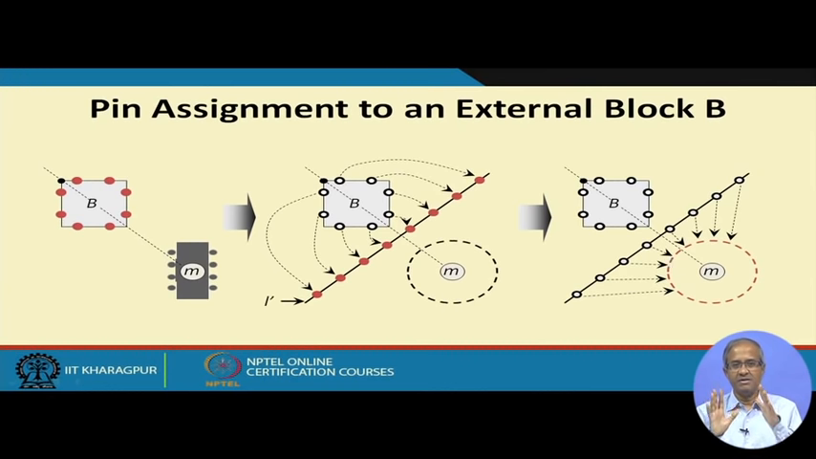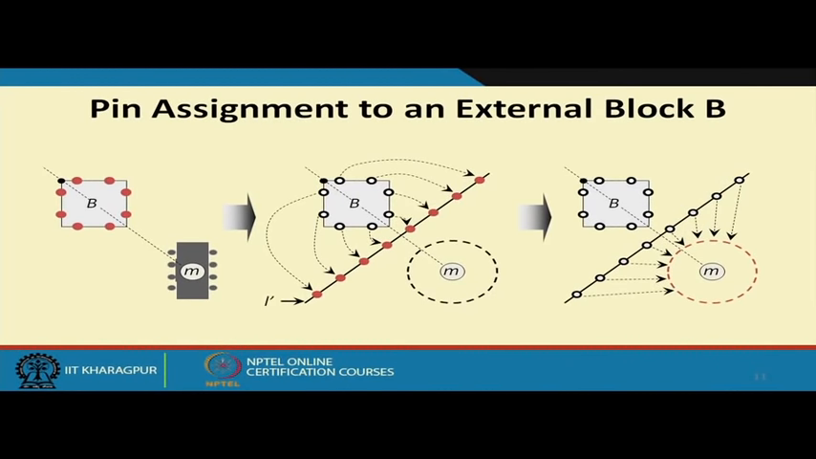So, roughly the idea I mentioned: from the external block you project them into a straight line by perpendicular projections. For the block for which you do the pin assignment, you again use a concentric circle and make the rotations such that with respect to the straight line the total length is minimized. You get the optimum angle of rotation, and that will be your final pin position. So, this is how this method works.